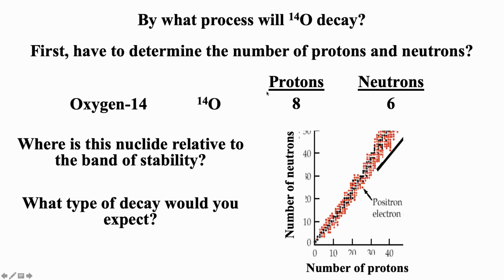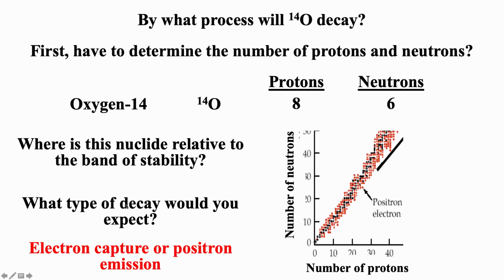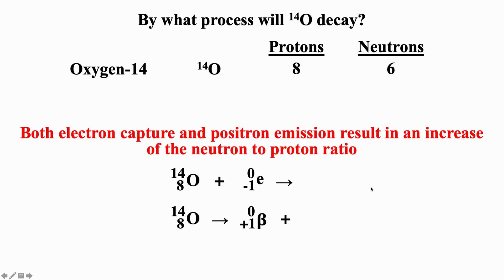Now there's 2 ways you can actually do that. You can either do electron capture or positron emission. Another way of solving it is, okay, 8 protons, 6 neutrons puts us down here in the lower right. If you're down here in lower right, you want to go up and to the left. And so that means you're going to go electron capture or positron emission.